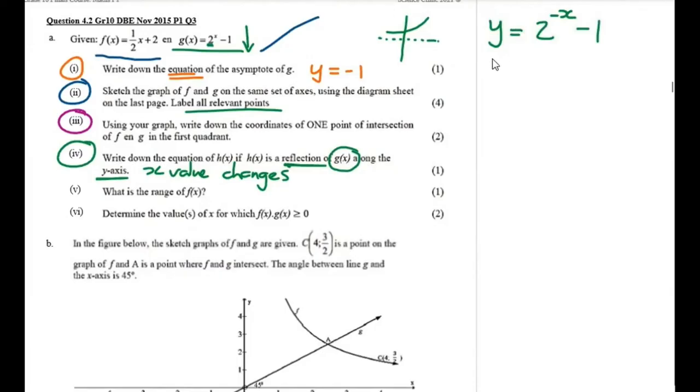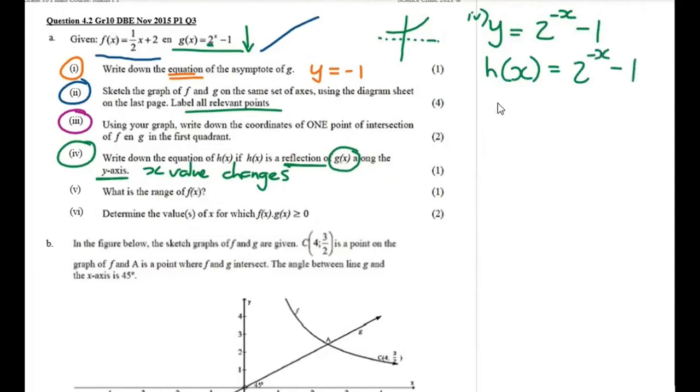They haven't asked for a specific format, so this is for question 4. You're more than welcome to just say then h of x, because they called it h of x, is equal to 2 to the negative x minus 1.